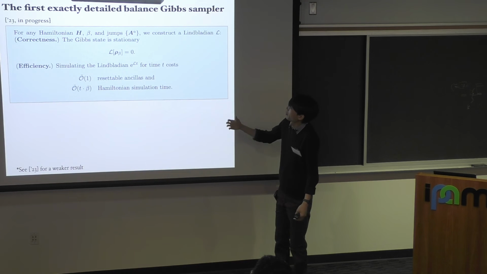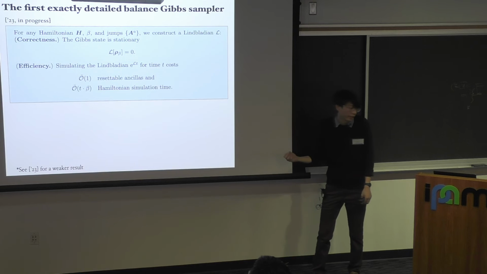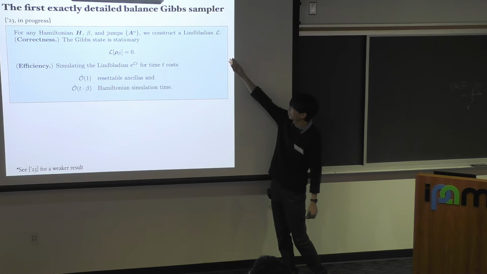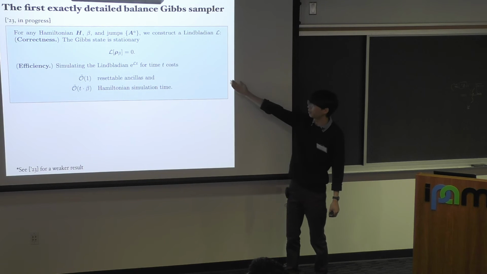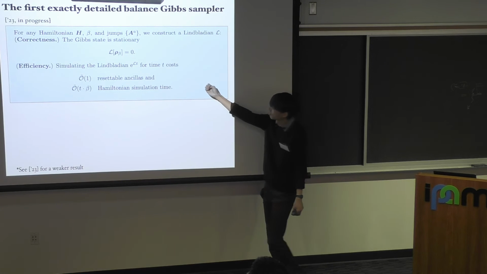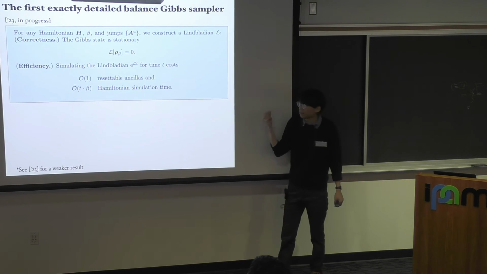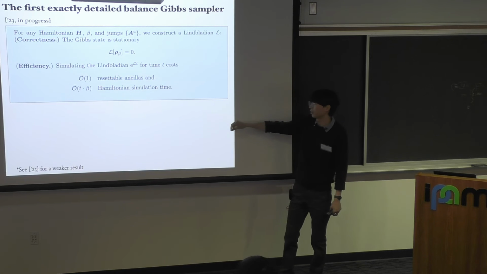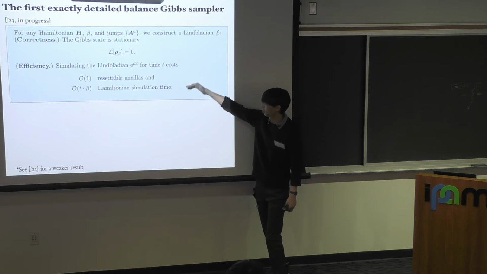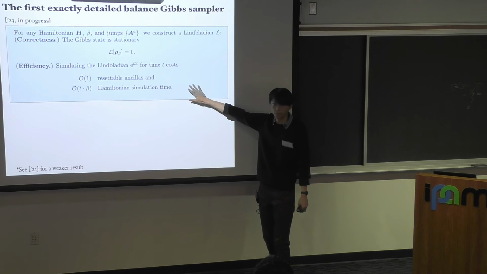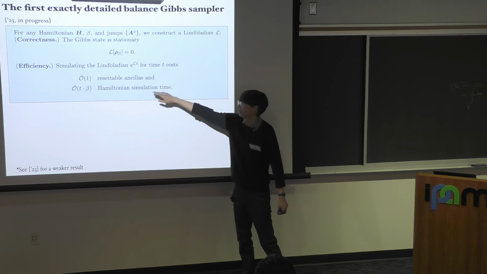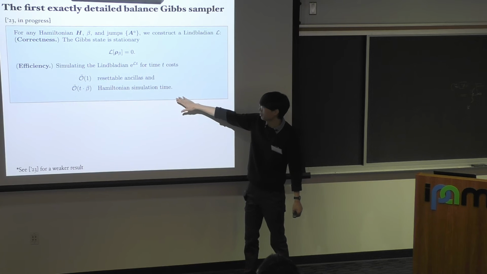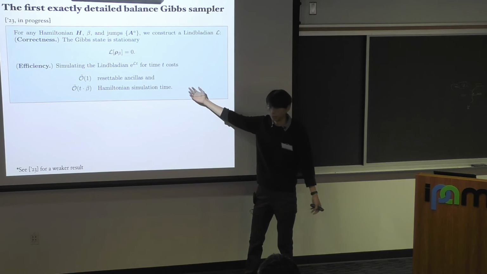As a user, you will pick a Hamiltonian, inverse temperature beta, and a set of jumps. And then we give a universal construction of a Lindbladian, or a continuous time quantum Markov chain, with the following nice properties you want for Monte Carlo. First, it satisfies exact detailed balance. Therefore, the Gibbs state is stationary. Second, using the algorithm Andras described, you can simulate it with basically optimal time and cost. We barely use any ancillas, only logarithmically many. And the Hamiltonian simulation time depends linearly on t, which is what you expect.